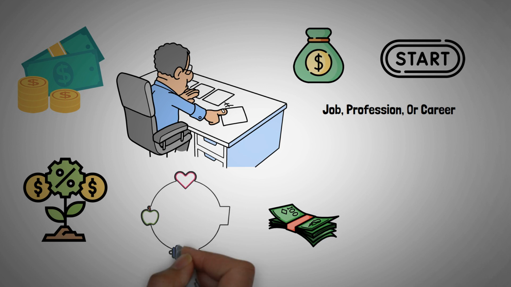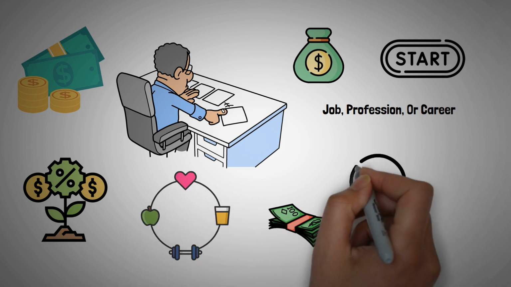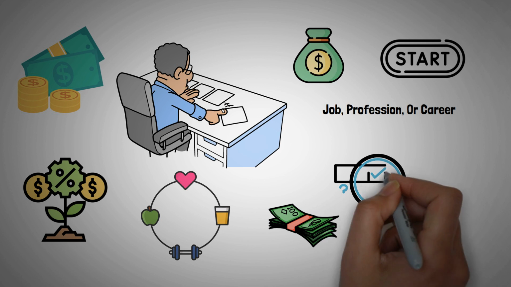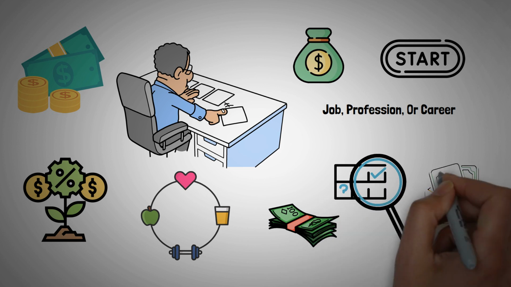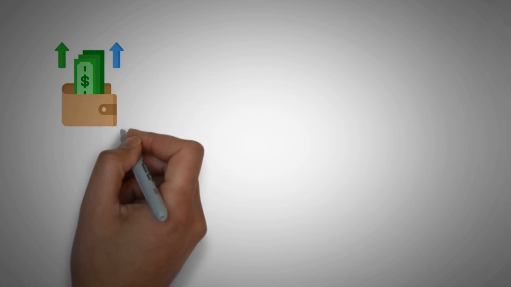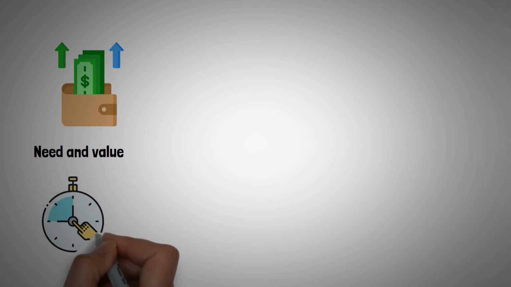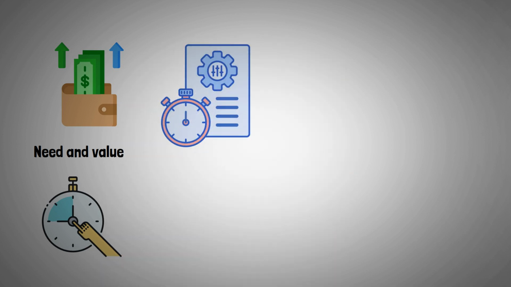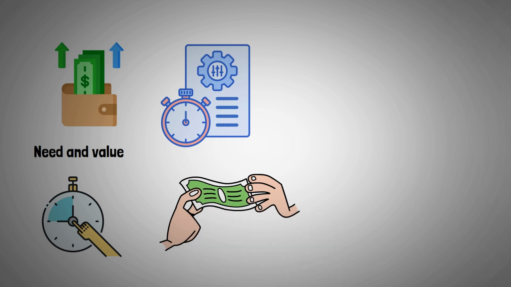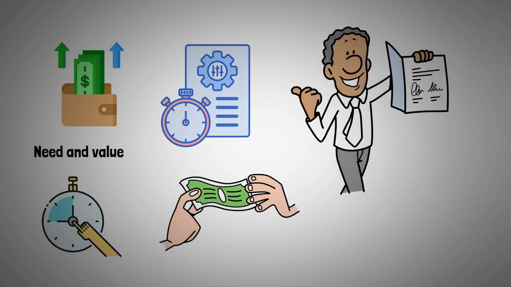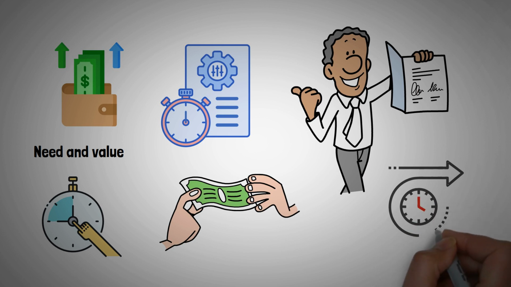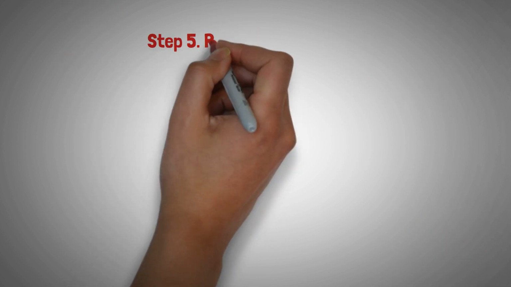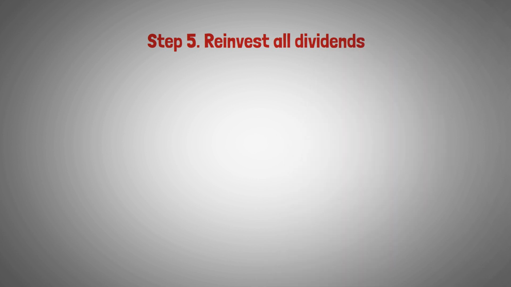Additionally, adopt a lifestyle where you live below your means. Track your spending meticulously and identify areas where you can cut back, allowing you to save more money. Make intentional spending choices, prioritizing what you genuinely need and value. While it might feel like a sacrifice in the short term, you'll appreciate the financial discipline when you start living off dividends in the future. So tighten your financial belt, stay focused, and get ready for the rewarding ride of saving and investing for the long term. Step 5. Reinvest all dividends.